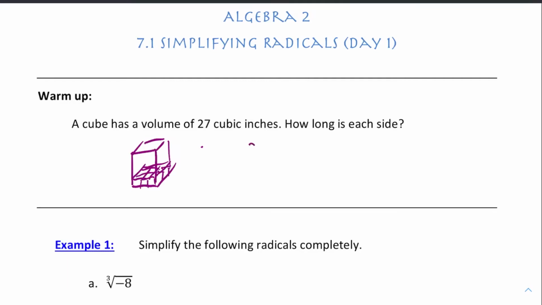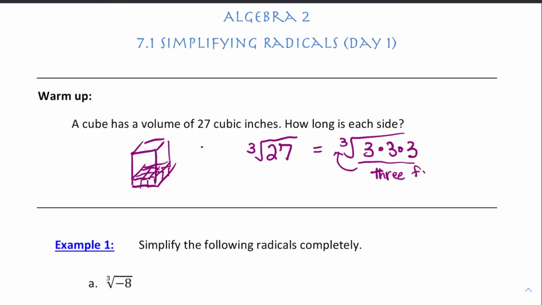Let's start by thinking about a cube that has a volume of 27 cubic inches. If you want to know how long each side is, think about the fact that you multiply the three equal sides together to get the volume. So if I want to figure out how long each side is, I need to figure out what times itself 3 times gets me 27. So I'm going to do the cube root of 27 and get 3 inches.